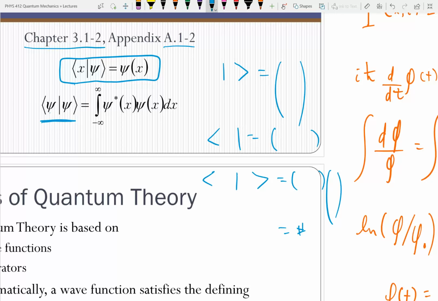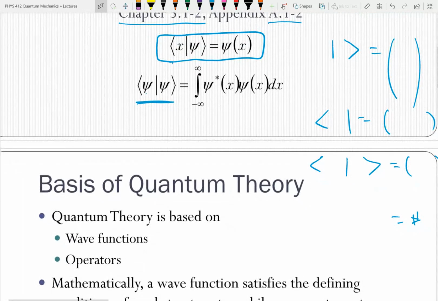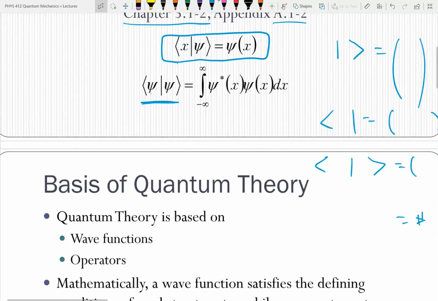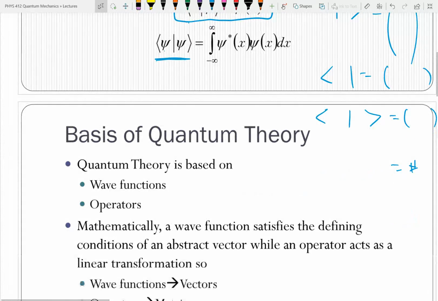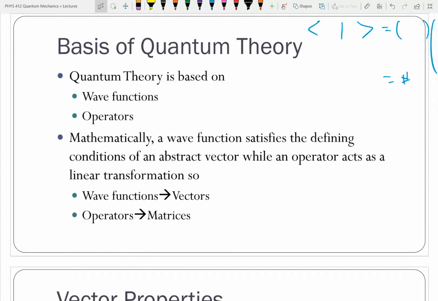And so the notation works for both using calculus and functions and using linear algebra. So quantum theory, what we've already started with, is based on wave functions. How do we find a wave function so far? By solving the Schrodinger equation, which is a wave equation.